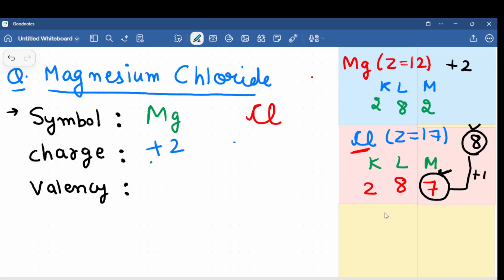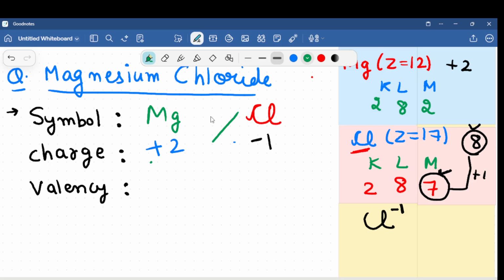So the valency of chlorine will become 1, Cl -1. That's why we can write here -1, right? So after that we will do a phenomena of criss-cross. After that we will write here 2 and 1 without the symbol of positive or negative, only magnitude. We are here talking about magnitude, right?